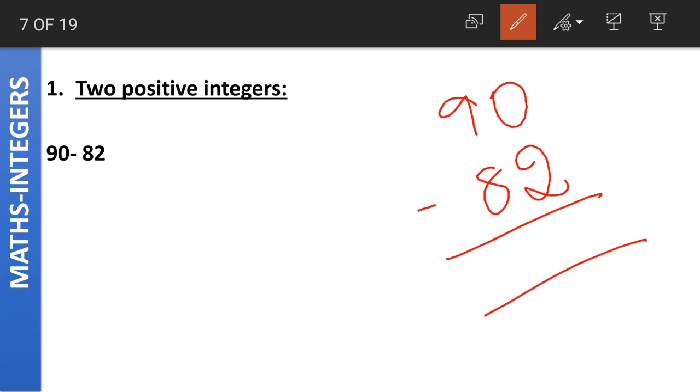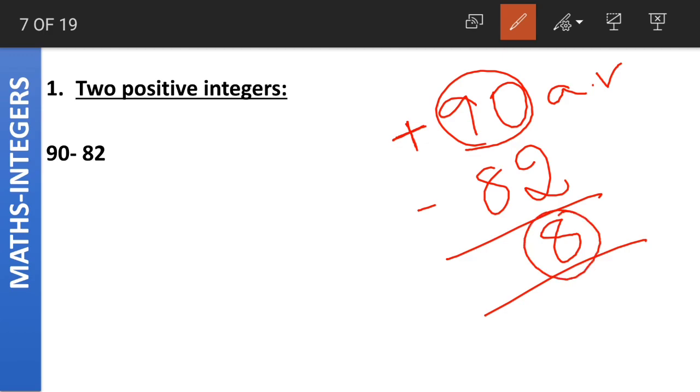We subtract them as natural numbers. This is the normal subtraction we regularly do. 90 minus 82 is 8. Again here 90 has the higher absolute value. Now what is the sign for 90? 90 has no sign, which means it is a positive number with a plus sign. So the answer we got here, 8, will also carry the same plus sign. Is it clear?